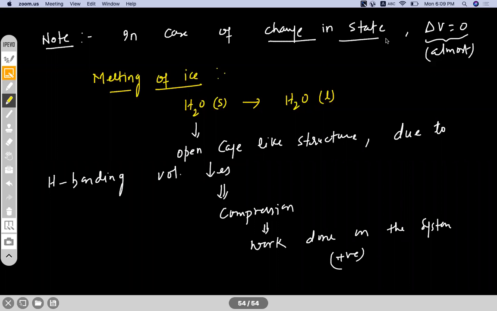It is not getting compressed. Okay, relatively we are talking about. The volume that we are expecting, we don't get the exact same volume, but it is slightly lesser than that. So ice is converting into liquid, but the volume is not that great according to our expectation. That's why we say in this process, there is a sort of compression. It means work is done on the system when you convert ice to liquid.